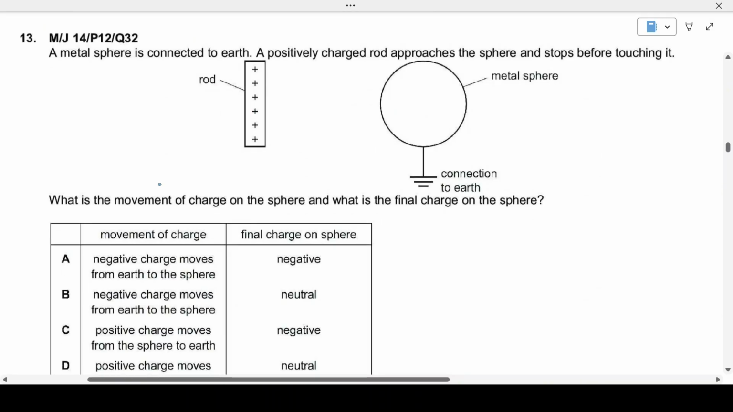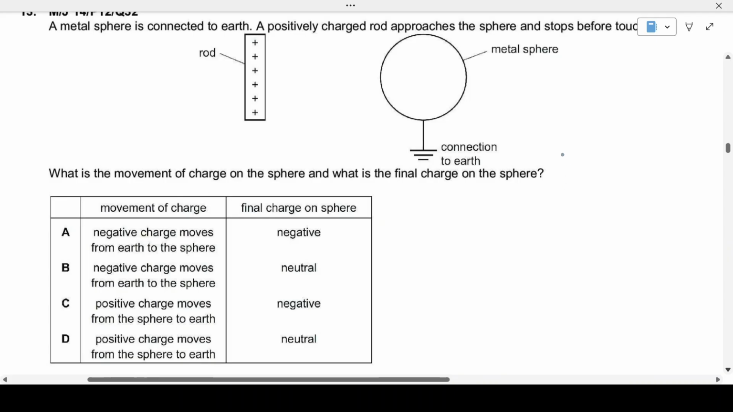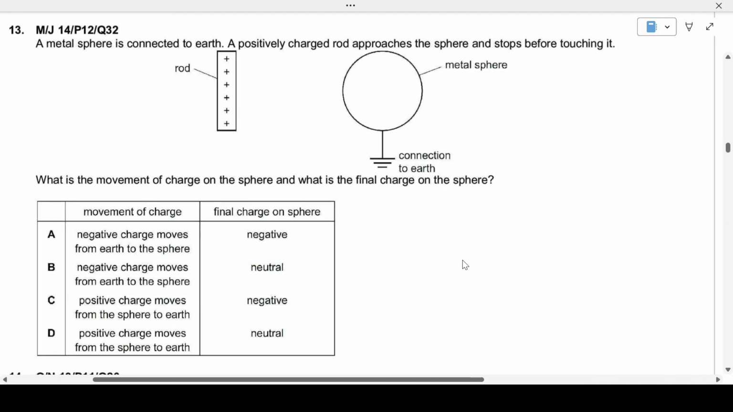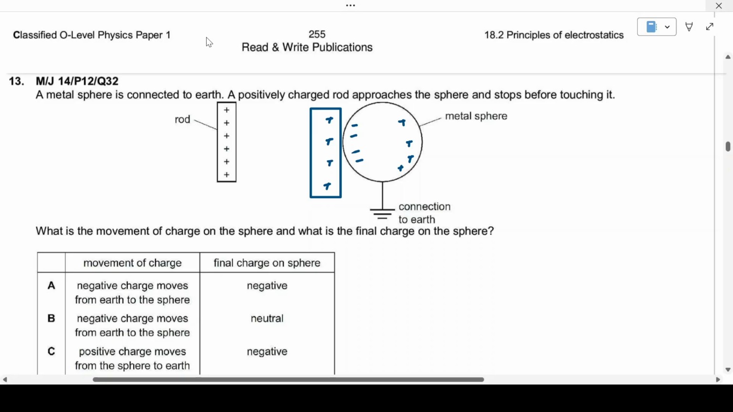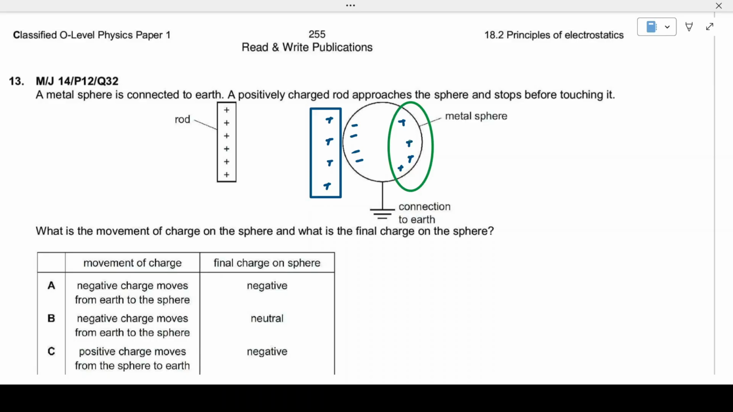Once again, a slightly better one. The ones with the earth wire are always slightly better. A metal sphere is connected to the earth. A positively charged rod approaches the sphere and stops before touching it. So the negative would stay here, positive would be pushed away. Now the other side would be neutralized by the motion of electrons from the earth to the sphere.